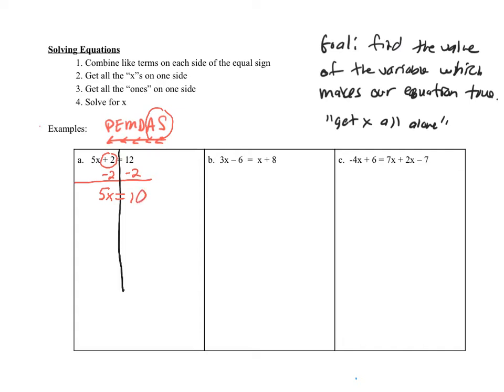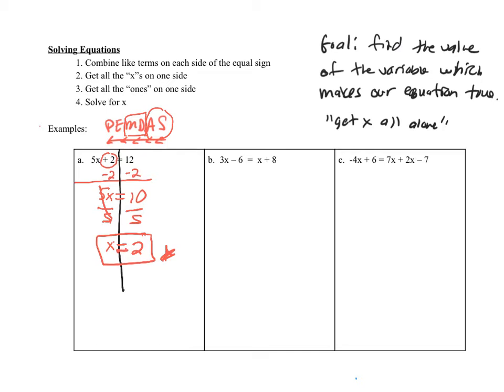Next, I would get rid of multiplication or division. And I have a multiplication times 5 here, so I would divide by 5. Then I would cancel the 5's, and 10 divided by 5 is 2. So my final solution is x equals 2.